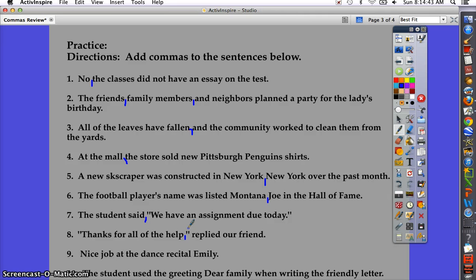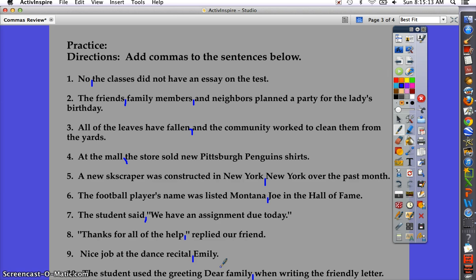Number 9: Nice job at the dance recital, Emily. So it'd be nice job at the dance recital, comma, Emily. That's direct address, speaking directly to Emily this time. And then finally, number 10: The student used the greeting, Dear Family, when writing the friendly letter. So it'd be the student used the greeting, Dear Family, comma. That's how the greeting would be published if it was used in a letter when writing the friendly letter.